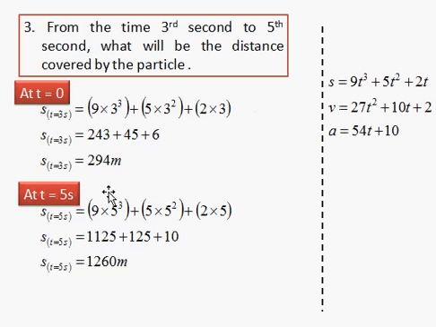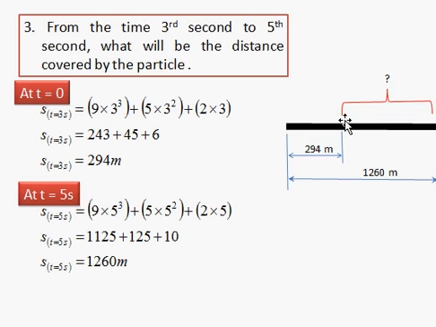Proceeding with the solution, we get that when time is 3 seconds, the distance moved by the particle is 294 meters, and when the time is 5 seconds, the distance traveled by the particle is 1260 meters. But the actual question is about the distance covered by the particle in between, that is, when time equals 3 and when time equals 5. So subtracting 294 from 1260, we get the answer. I'm subtracting here and finding out the answer.